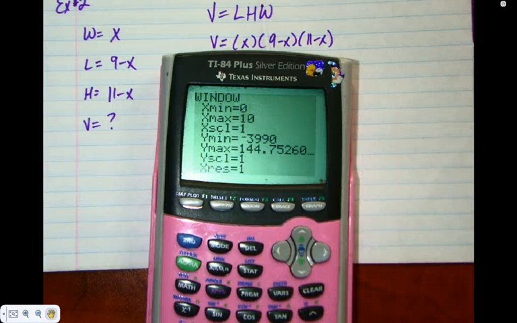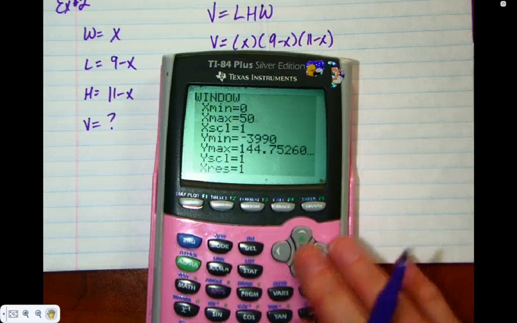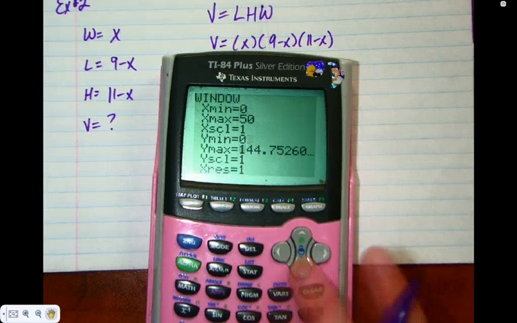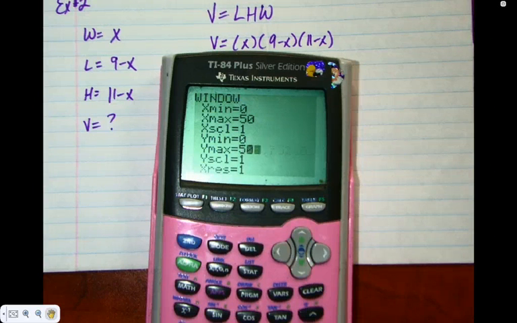What did we think of 10 as the x max? I heard 20, 30, 100. Okay, let's put 50 and see how it goes. We can always go back and change it. I'm going to put 0 for the min because, again, we don't need the negative. What do you think for the max? Okay, let's try it and see what it looks like.